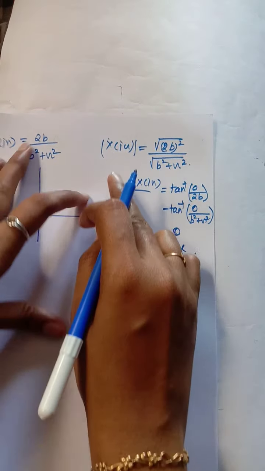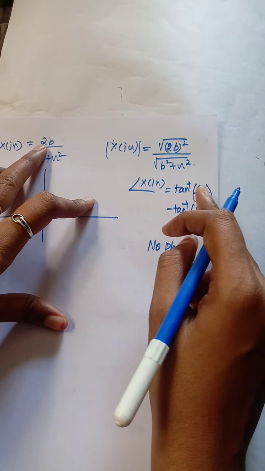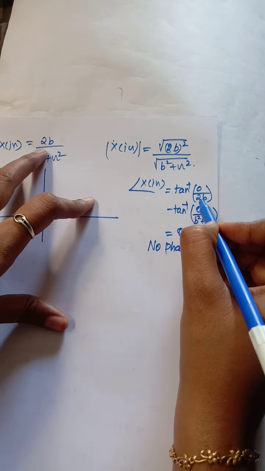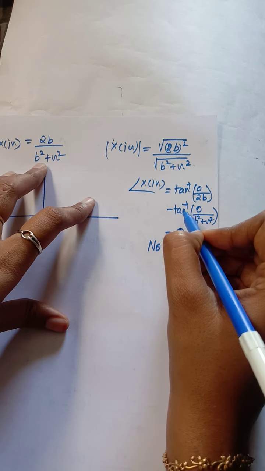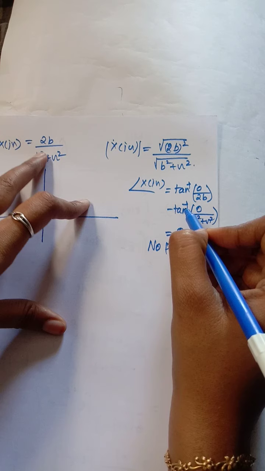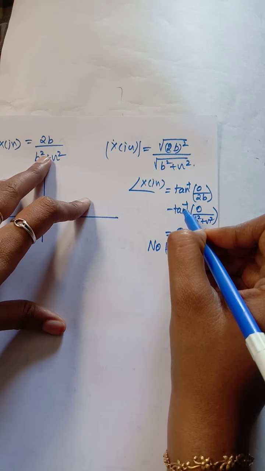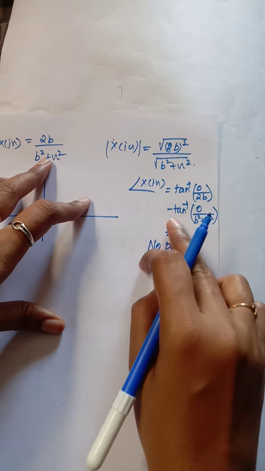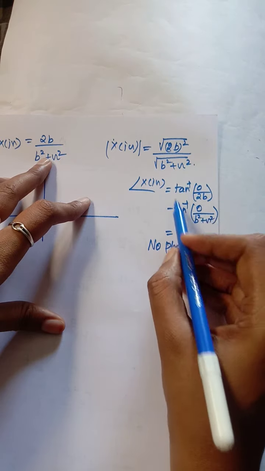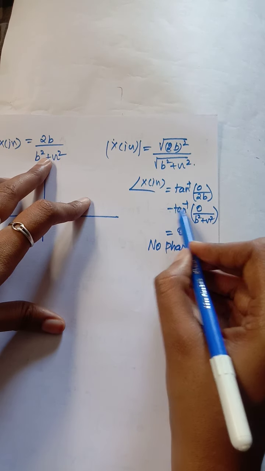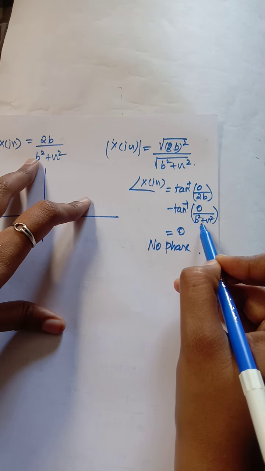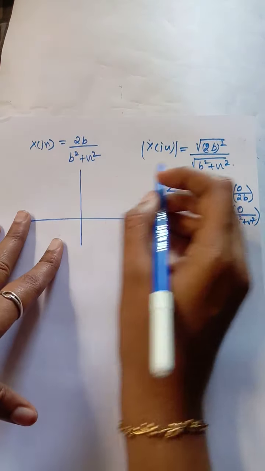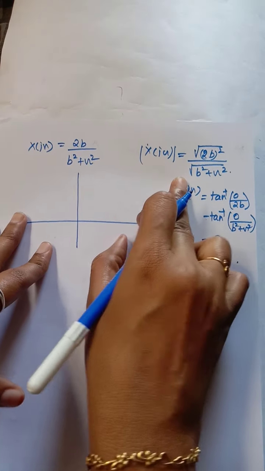In the numerator you have only a real part, so the imaginary part is 0. If you have a numerator and denominator term and want to find the angle, you should put a minus, so minus tan inverse of the imaginary part, which is 0, and the real part, b square plus omega square. So there is no phase, and we are only going to find the magnitude part.